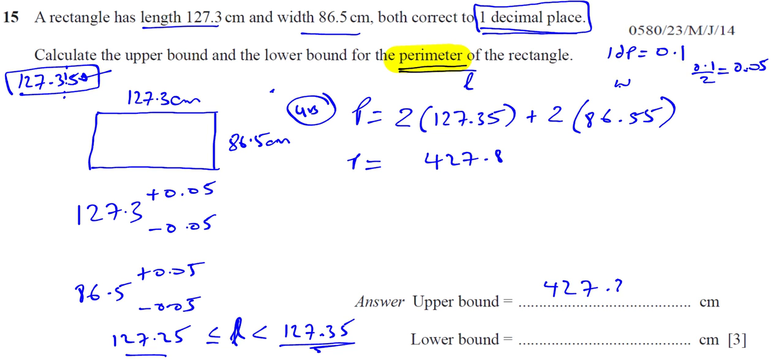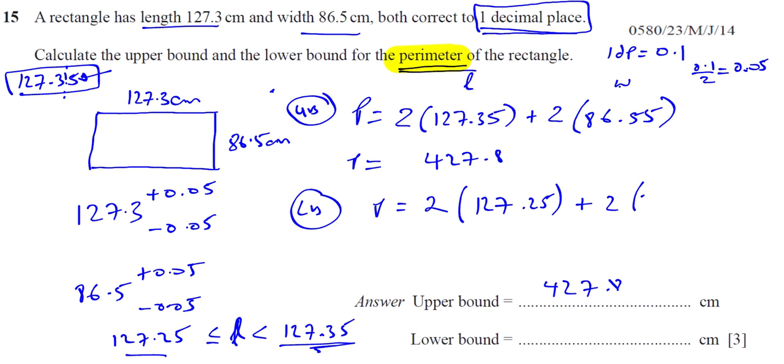And for the lower bound, you do a very similar thing, but we take the lowest possible values. So instead of 127.3, it's 127.25, plus 86.45 for the width, 0.05 less. So we take away 0.05, and that should give you the lower bound of the perimeter.